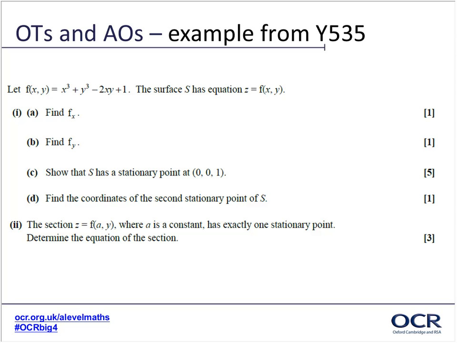So this is a question from an AS paper. It's actually fairly straightforward. We have the equation of the surface, and we're going to find the 2 partial derivatives, fx and fy. We're going to show that it has a stationary point. We're going to find coordinates of a secondary stationary point. And then the second part, we're going to think about the section. So where we hold one of them constant, what does the cross section through the surface look like, and determine the equation. So we have here 11 marks worth of a 60 mark paper, actually all on relatively straightforward content.